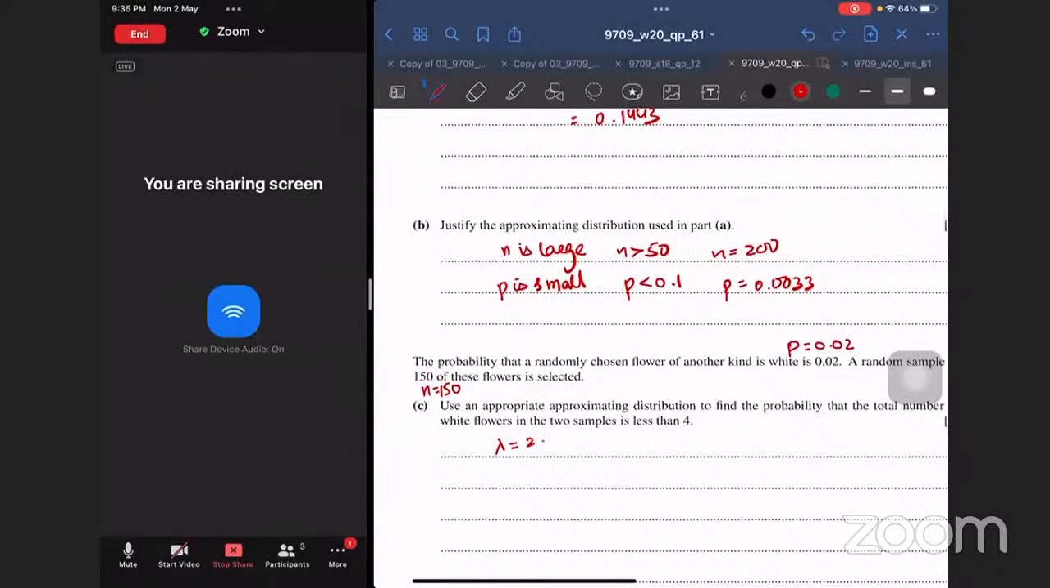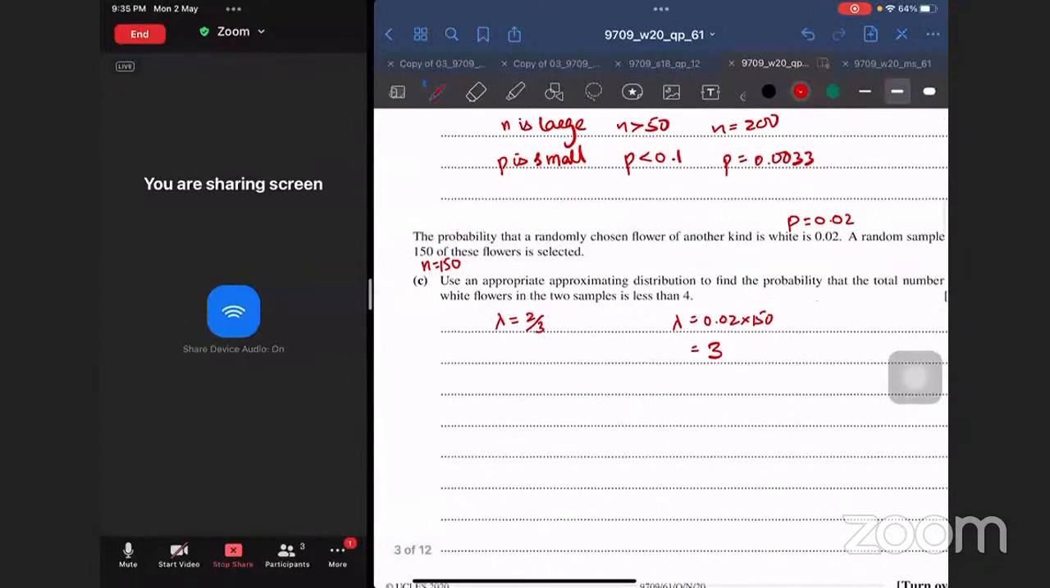The first lambda that I got was 2/3. The second lambda that I'm getting is 0.02 into 150. That means that it is 3. So the combined lambda is 2/3 plus 3. That gives me 11 over 3.